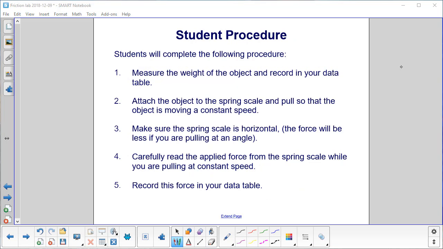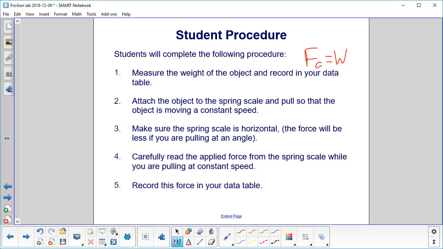The procedure for the students. Measure the weight of the object and record it in your data table, and that should be in newtons. It's going to be force G or W, and that's equal to mg, and make sure you know what your scale is giving to you, either in grams or in newtons. And of course, if you measure in grams, you just multiply by 9.8 meters per second squared, but what do you have to do with the mass in grams? You have to convert that to kilograms first.